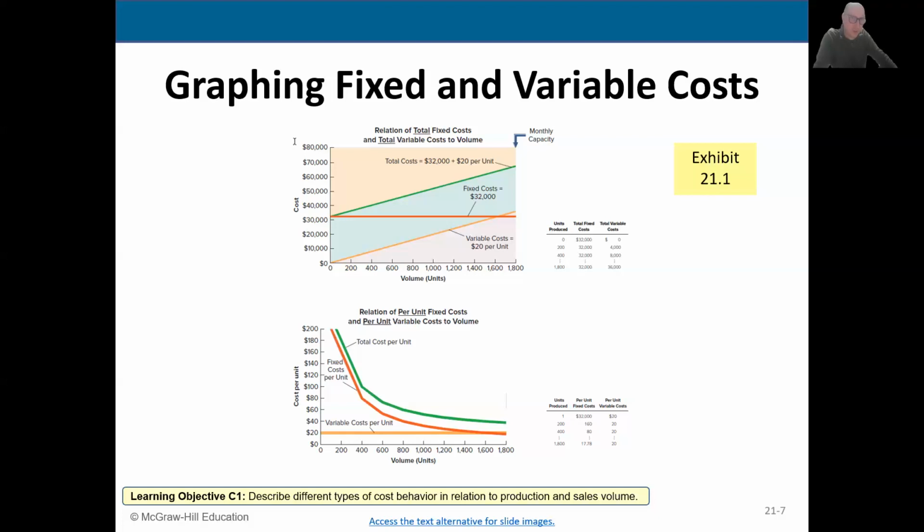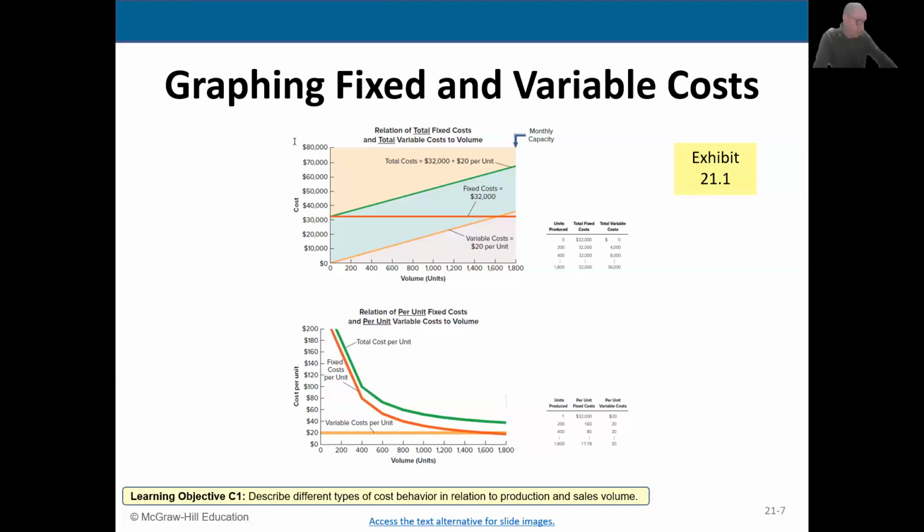And you'll notice that the total cost line on the top chart, at 0, equals the fixed cost amount. As the number of units of production increase, so does the total cost, because it's fixed plus variable cost per unit of production. That equals your total cost.